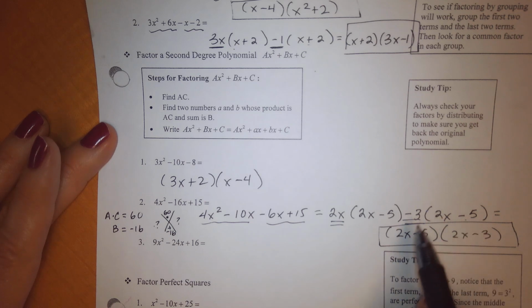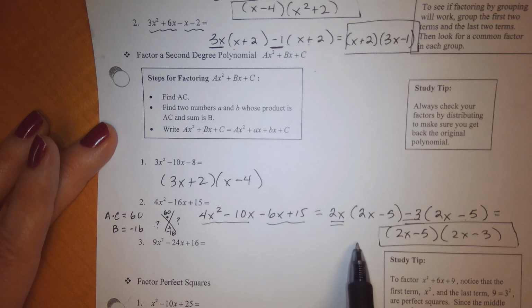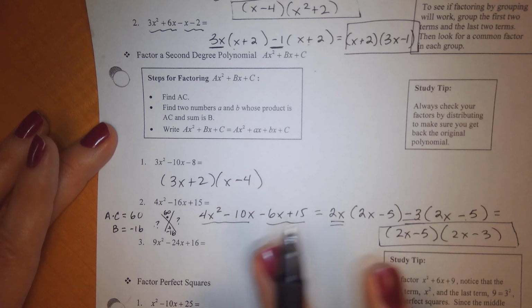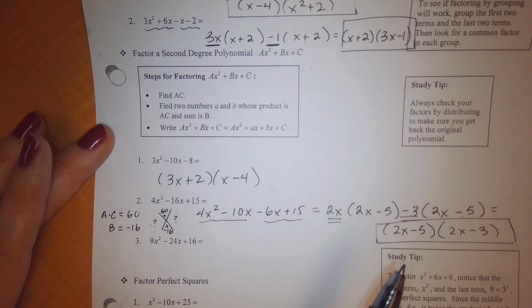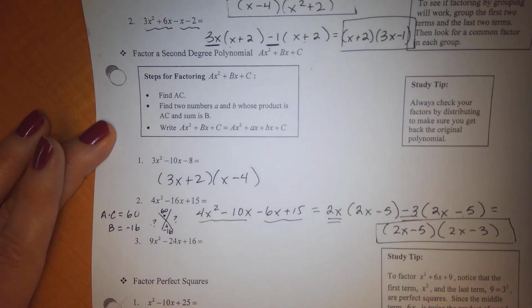The order in which you write these does not matter. If I chose to write the 2x minus 3 first and the 2x minus 5 second, that's perfectly okay. My math lab does not care about the order of your parentheses. Okay?